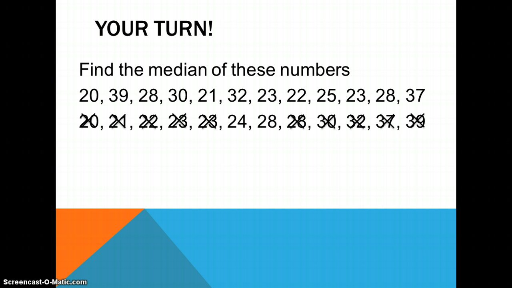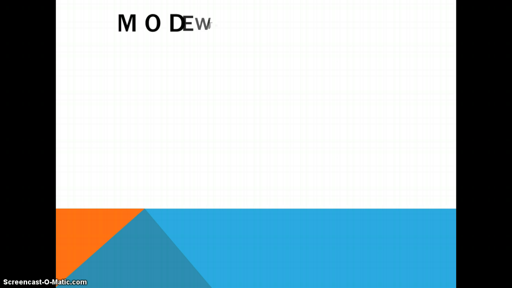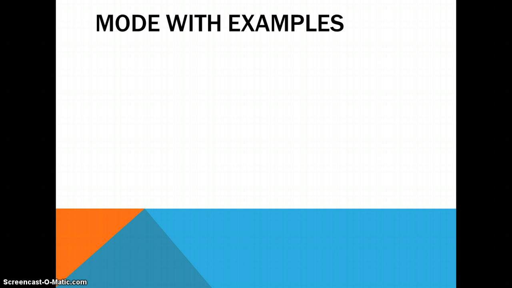Add them up. So 24 plus 28 equals 52. And then we take what they added up to and we divide that by 2, and that gives us 26 as our answer for the median. Alright, next I'm going to teach you how to find the mode.